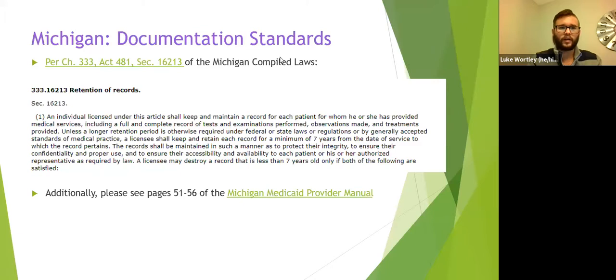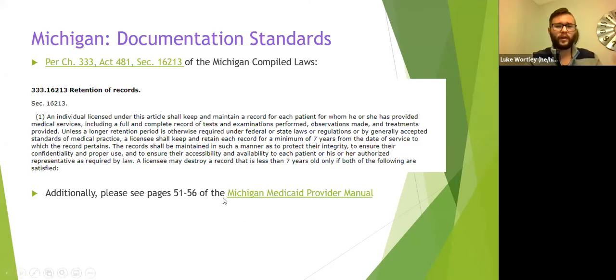When it comes to documentation standards in Michigan, again, it's a little bit more succinct. Shall keep and maintain a record for each patient for whom he or she has provided medical services, including a full and complete record of tests and examinations performed, observations made, and treatments provided. That's pretty straightforward. And it even specifies that a licensee may destroy a record that is less than 7 years old only if both the following are satisfied, and it lists a few provisions for that. So there's a little bit of extra language in terms of how long you have to keep the records.